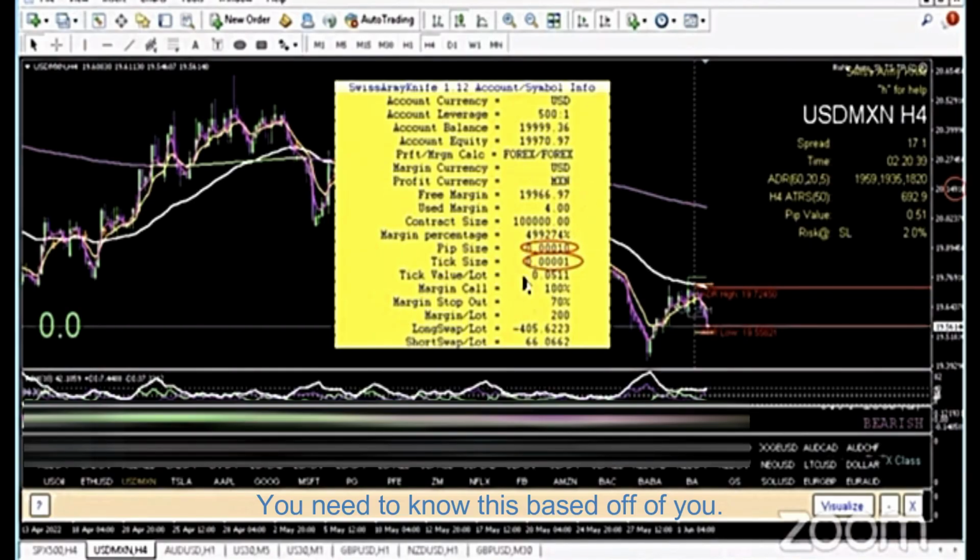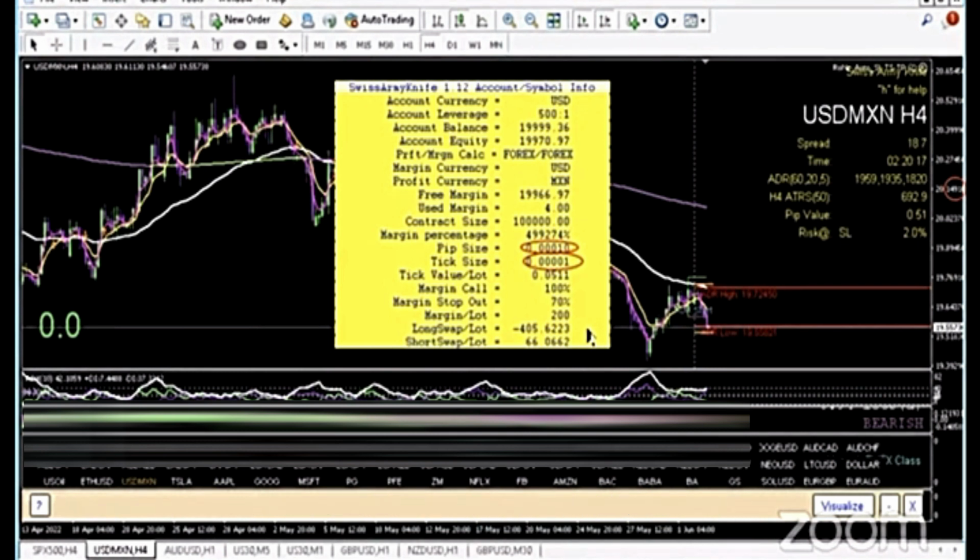Sorry for the Southern expression there, but there you go. You need to know this based off of you. And I can't decide that for you. I can't teach on that. Scott can't tell you that either. You need this information. And if you don't go get this information, you're not doing your part in your trading journey. So I'm going to leave it at that because we're not going to go into all the various brokers.